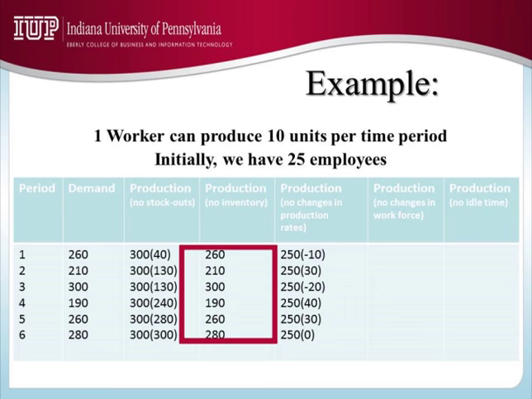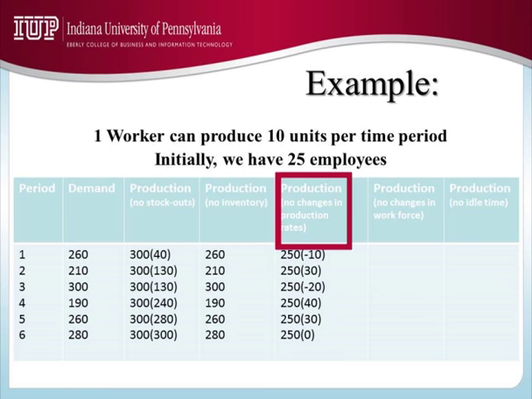If your demand is 260, you produce 260. If your demand is 210, you produce 210, 300, 190, 260, 280. Are there going to be any inventory units at the end of any month? 0. Very good. But is it perfect? No. Why? Look at this. No changes in production rates.